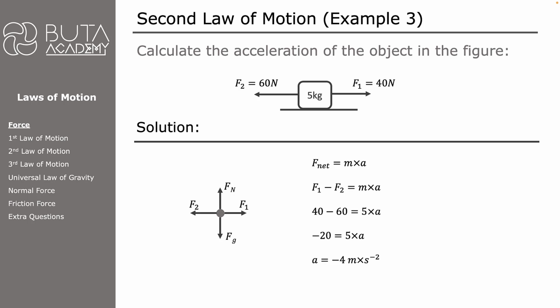For a vector quantity, if we get a negative value, we rewrite the answer by mentioning both magnitude and direction. In this case, acceleration is equal to 4 meters per second square to the left.